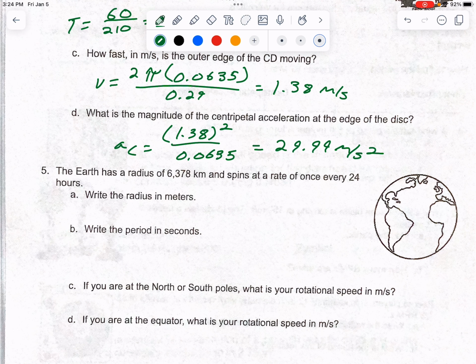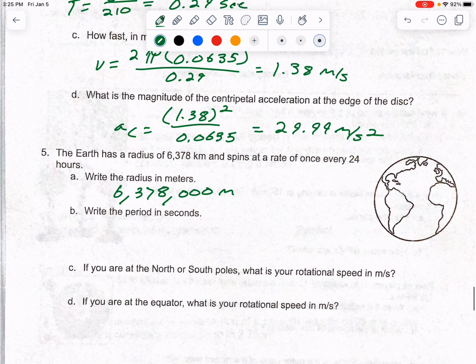5, the Earth has a radius of 6,378 kilometers and spins at a rate of once every 24 hours. Write the radius in meters. So there are 1,000 meters in 1 kilometer, so you're going to multiply that by 1,000, which is going to give you 6,378,000 meters. Okay, so again, that is just the radius of the Earth, from the center of the Earth to the outer edge. We're not talking about actually covering the outer surface of the Earth, which would be quite a bit more. So there's our radius in meters.